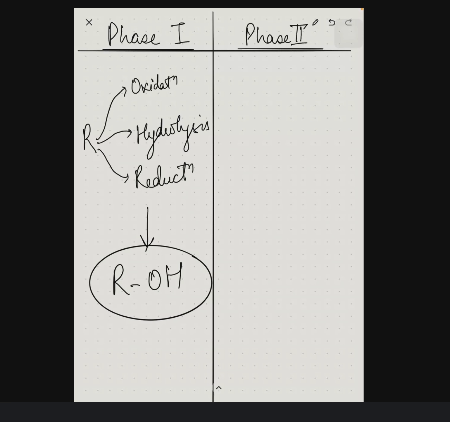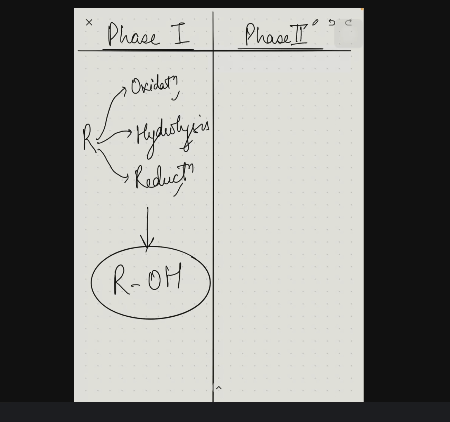But certain substances, even after these simple reactions, stay polar, and when they are lipophilic, the cells can take that compound in again and get rid of those.